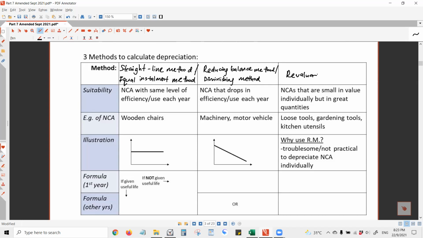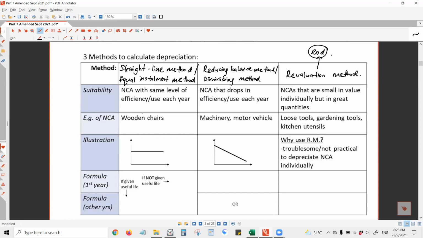Revaluation method is the last one. Among the three, the easiest one is the one at the rightmost, revaluation method. So I'm going to guide you on using this method in calculating the depreciation near the end of this topic. Now we focus on the first two methods first, the straight line method and the reducing balance method.